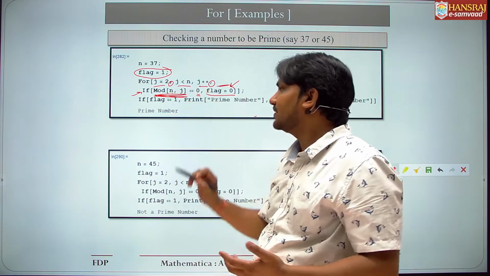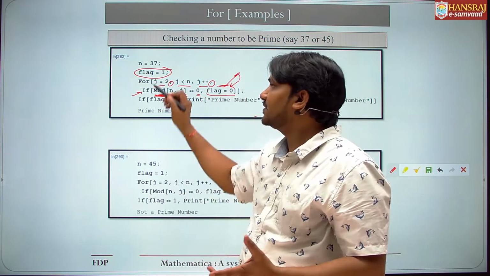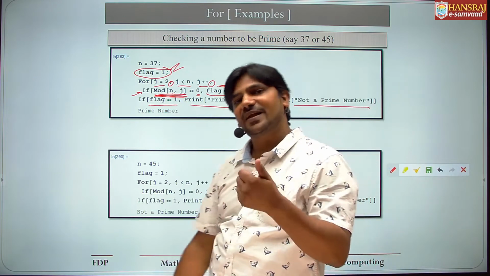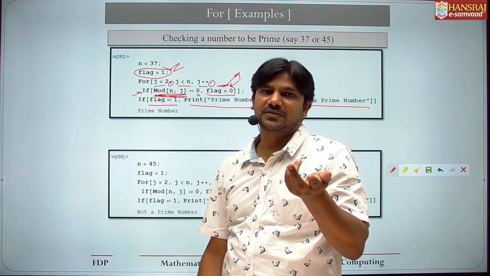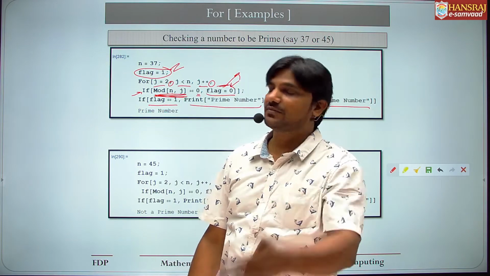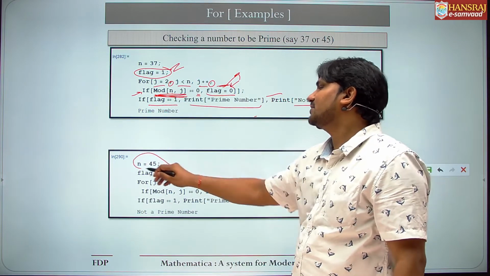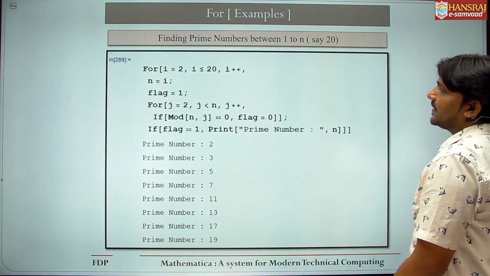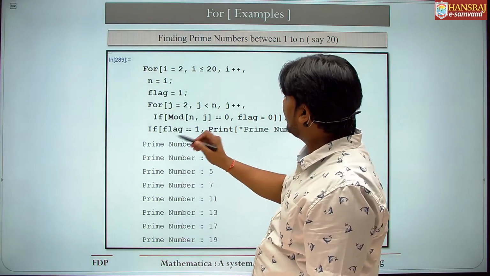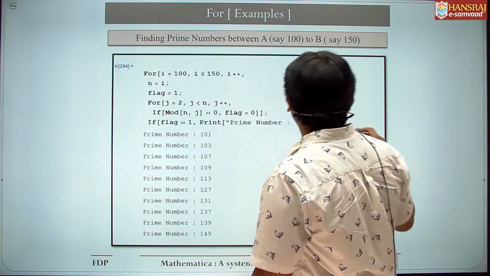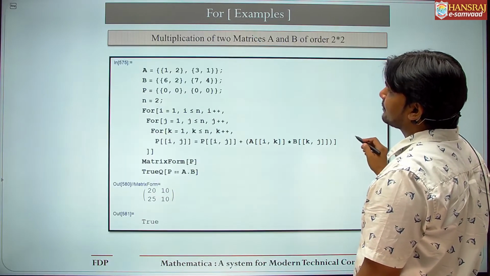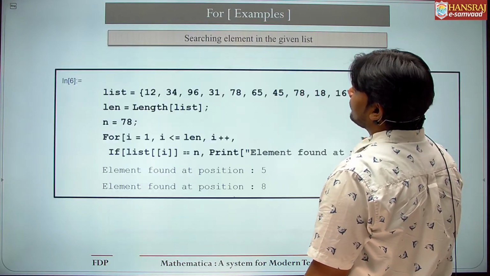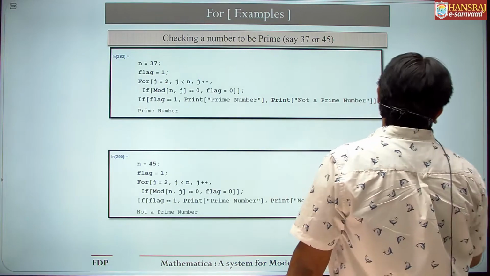If it is divisible, that means flag is 0. If it is not, flag is always 1. So flag 1, print prime number; otherwise, print not a prime number, depending on the flag. If it is divisible, that means not a prime number. If it is not divisible, that means prime number. So that is how we work. Another example: similarly, you can check for 45. Similarly, whatever you have written in the previous example.